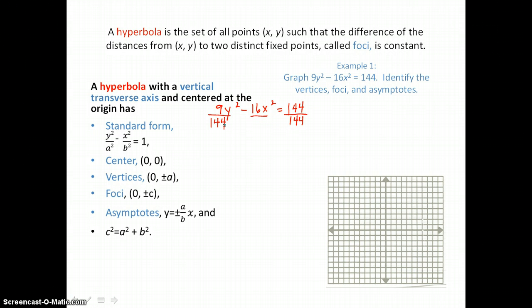So every term is divided by 144. And when I simplify, I know 9 goes into 144 16 times. So I get y²/16 minus, and 16 goes into 144 9 times, so I get minus x²/9 = 1. And now I can write this equation one more time showing my a value and b value. So I can write 16 as 4² and 9 as 3².